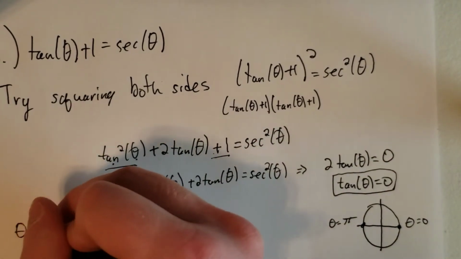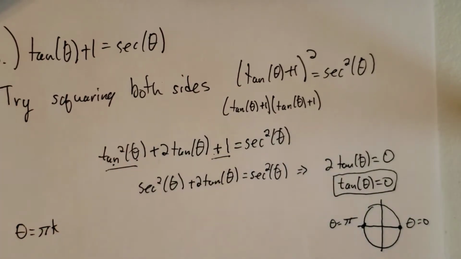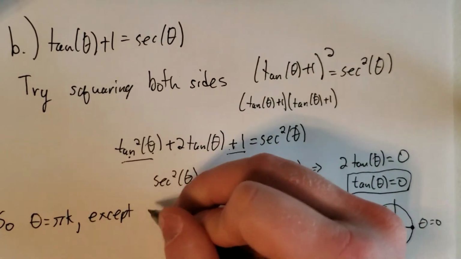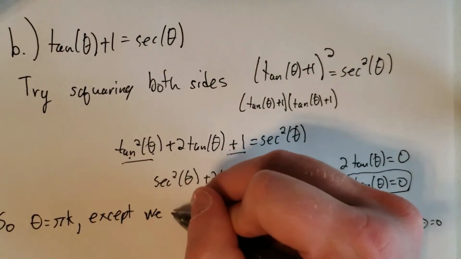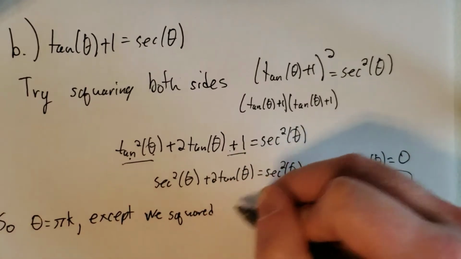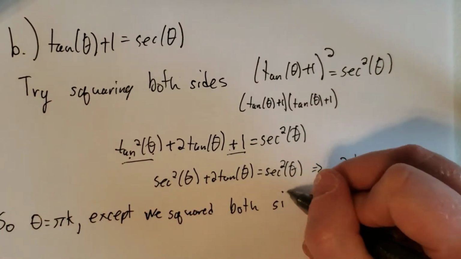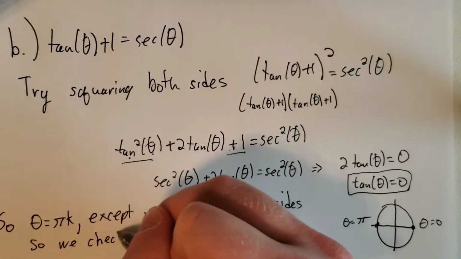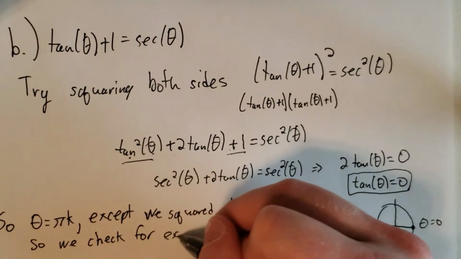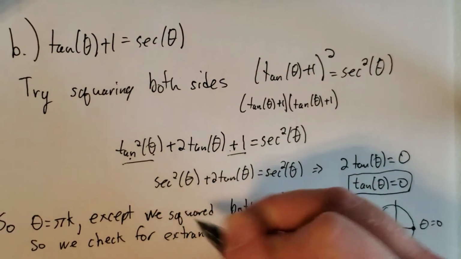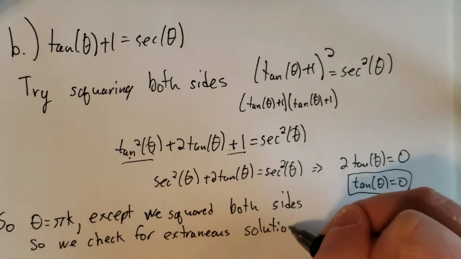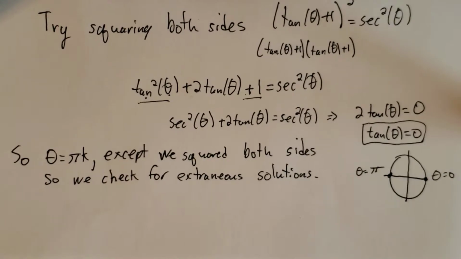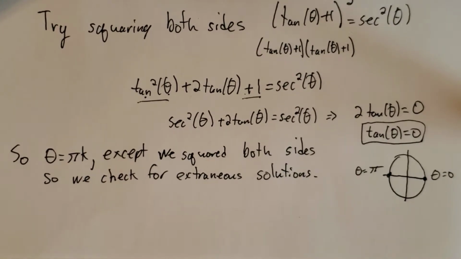Originally it looks like theta equal to pi k should be our solution, except we squared both sides, so we check for extraneous solutions. And what do I mean by that? I mean, again, some of these solutions that we got may actually be false.